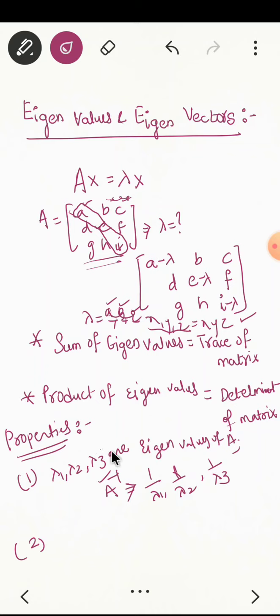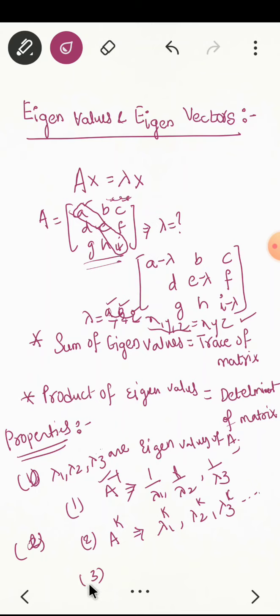And if lambda 1, lambda 2, lambda 3 are eigenvalues of A, and you want to find the eigenvalues of A raised to power k, that is very simple. The eigenvalues of A raised to power k are lambda 1 power k, lambda 2 power k, lambda 3 power k, and so on, for however many lambdas you have.